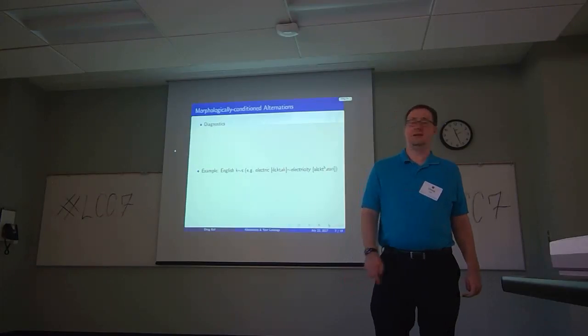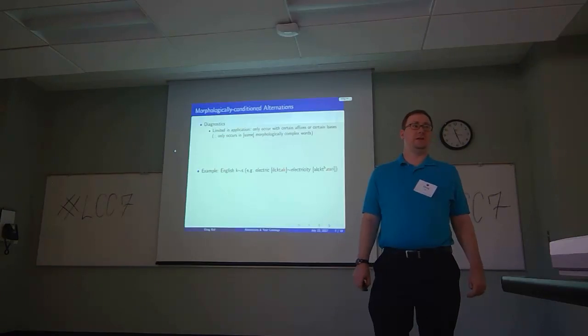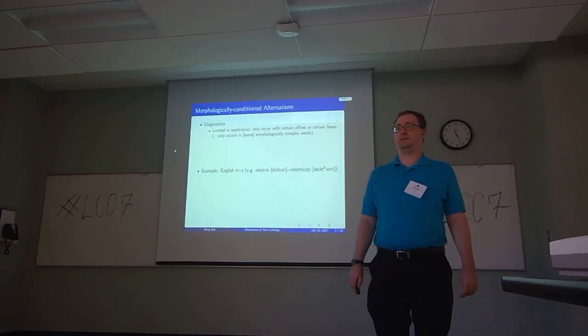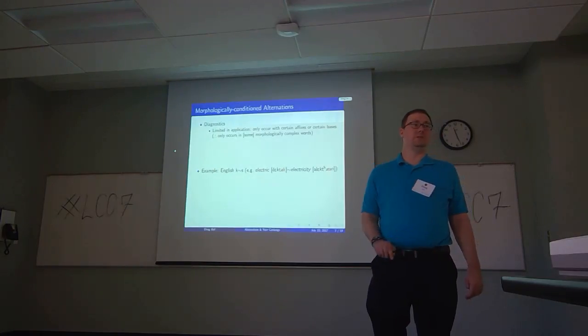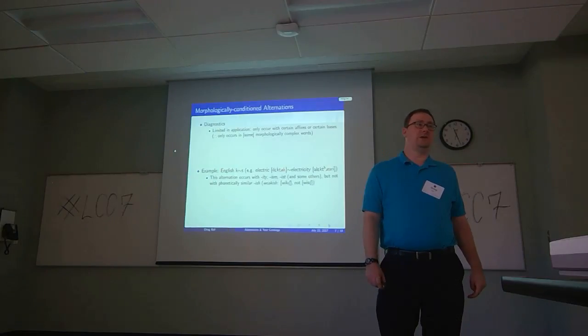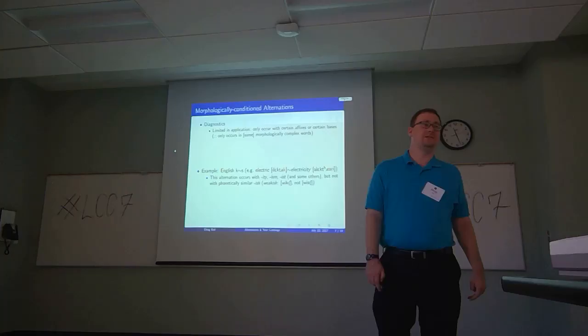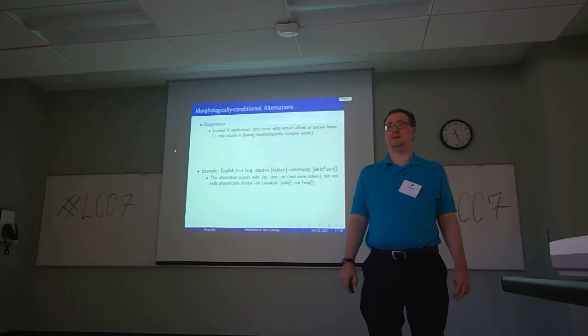So morphologically conditioned alternations are limited in application. They only occur with certain affixes or certain bases, and thus they only occur in some morphologically complex words. And in fact, velar softening only occurs with a certain collection of affixes: -ity, -ism, -ist. There's some others too. What's kind of striking is it doesn't occur with the phonetically similar -ish. So notice we say "weak, weakish." We don't say "weak, weeshish," which is goofy as all get out.